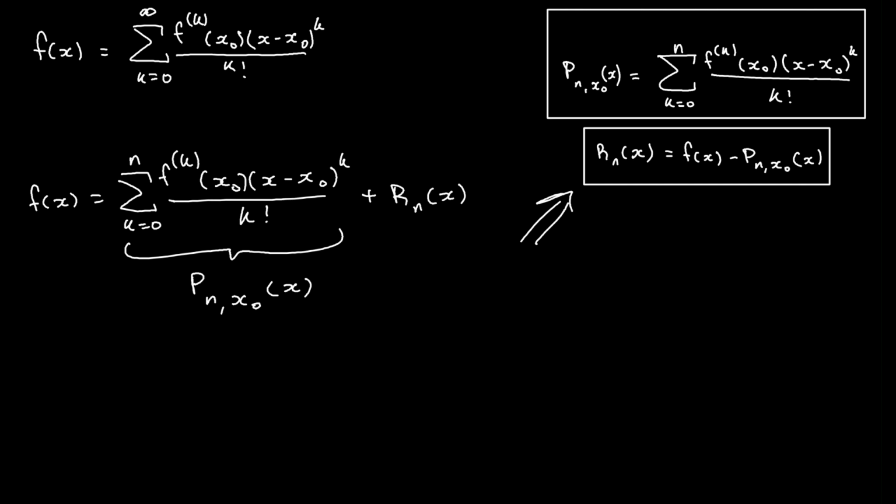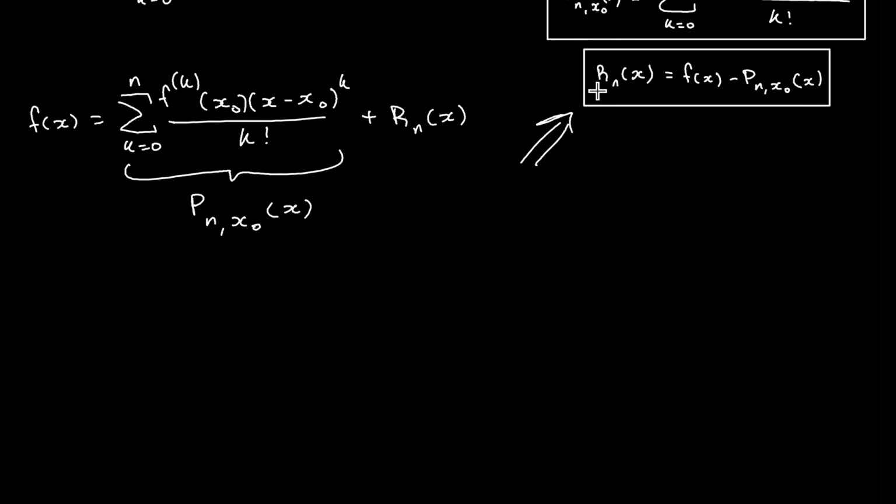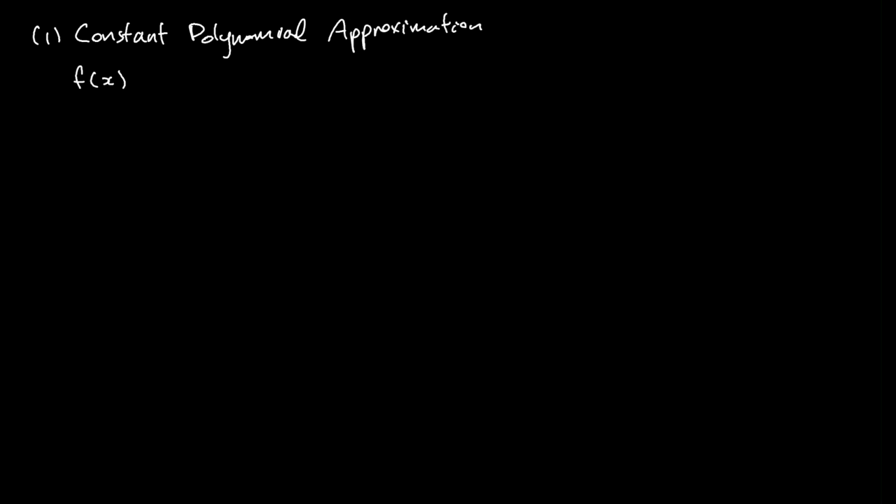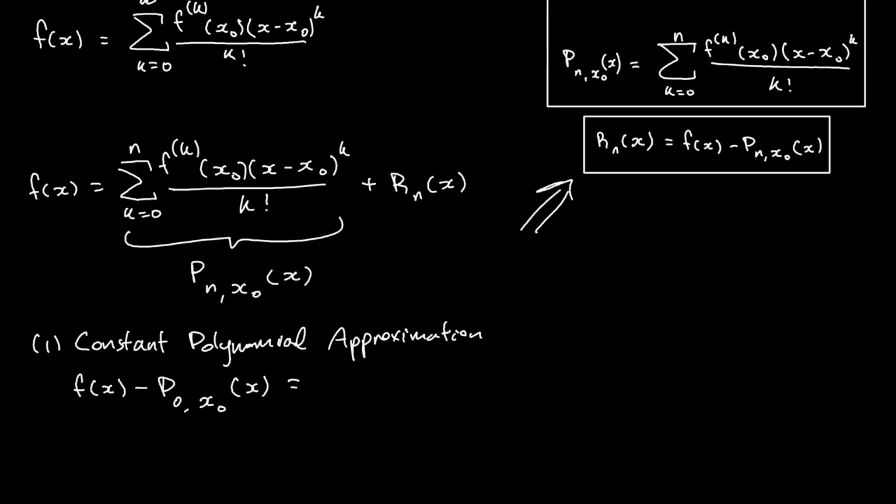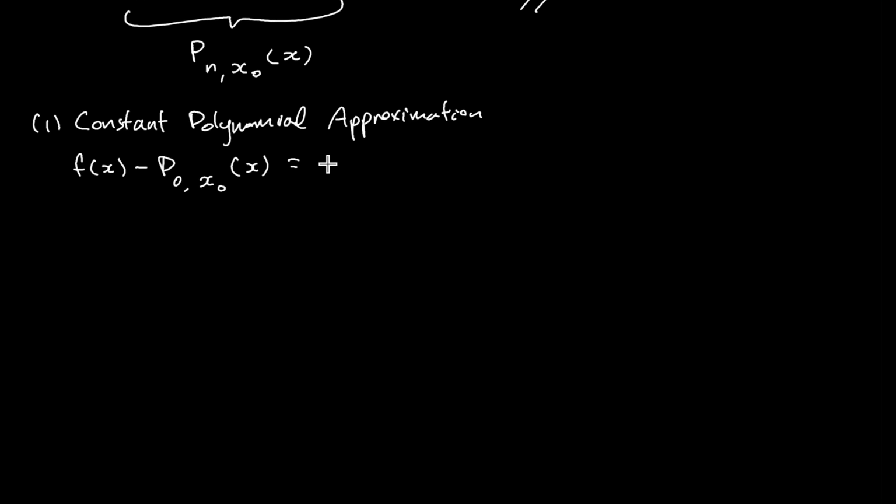How do we do this? Well, first, since R_n of x equals f of x minus P_n,x0 of x, we'll try to find a pattern. So the first thing we'll do is try to find how we can describe the error in the constant polynomial approximation. Or in other words, f of x minus a constant, so that's degree 0, P_0,x0 of x, and we want to describe this through an integral. If you plug in n equals 0 into this formula, you'll get just f of x0.